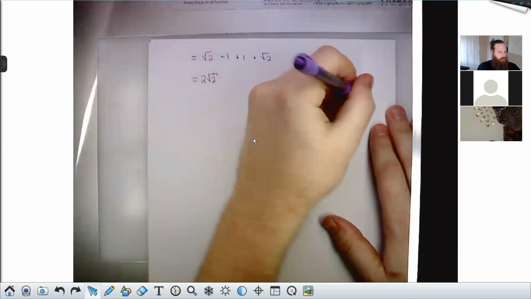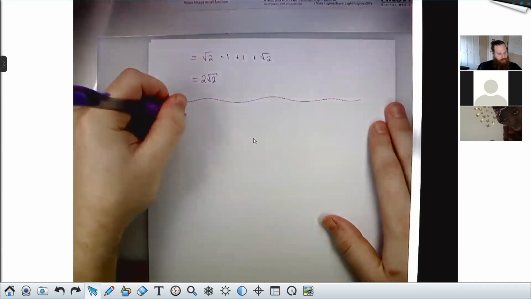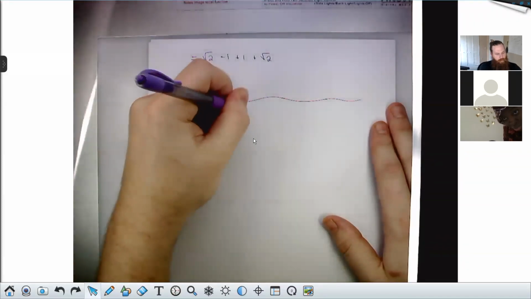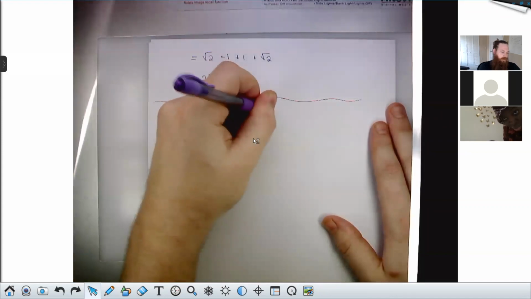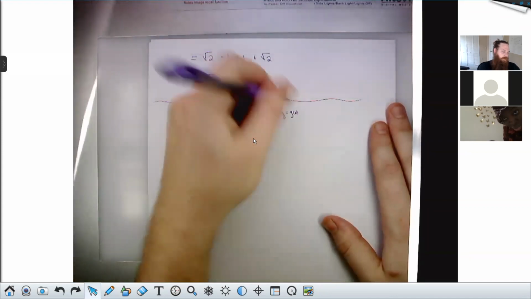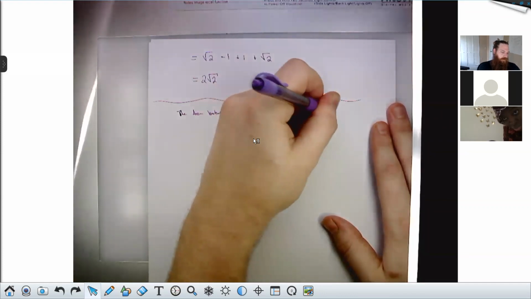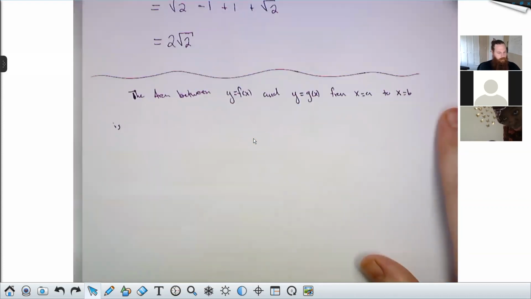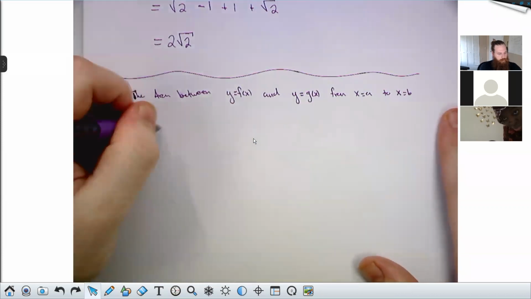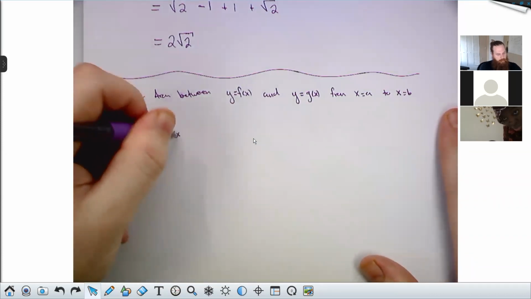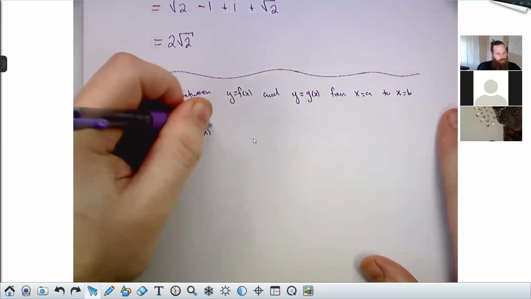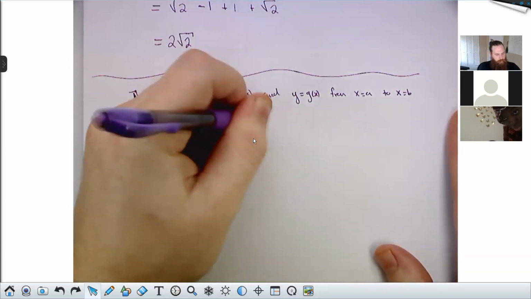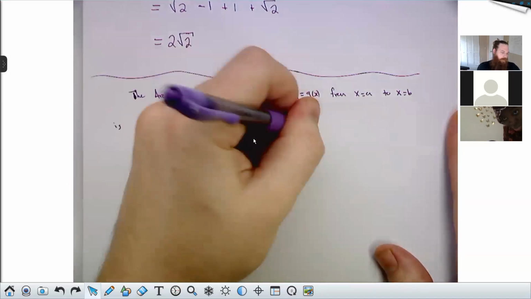So the area between y equals f of x and y equals g of x from x equals a to x equals b is, a few ways of writing it, the integral from a to b of the absolute value of f of x minus g of x dx, which is the integral from a to b of the upper minus the lower.